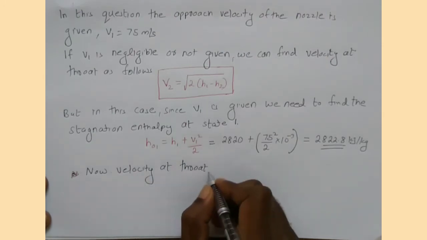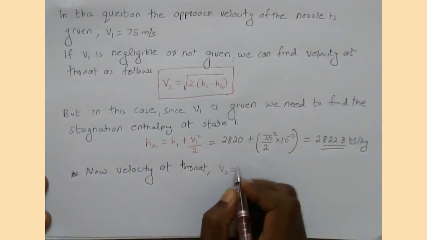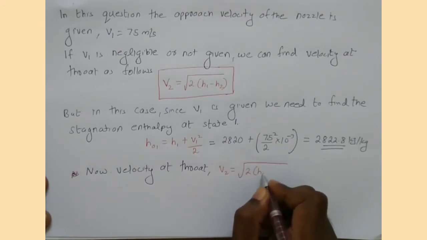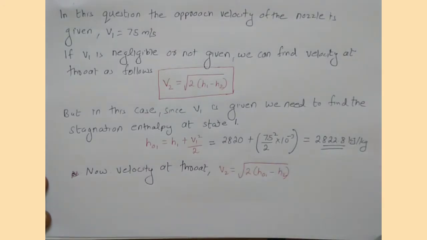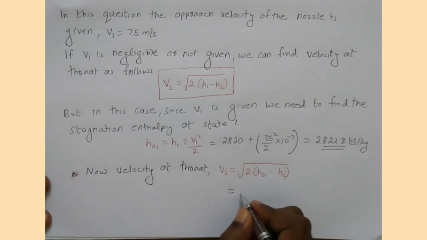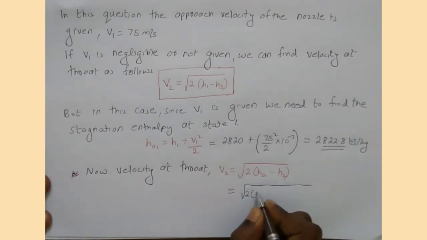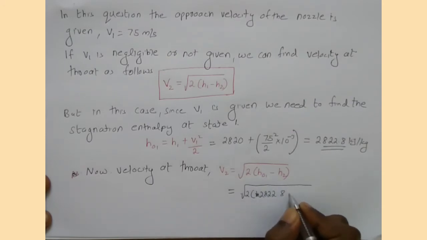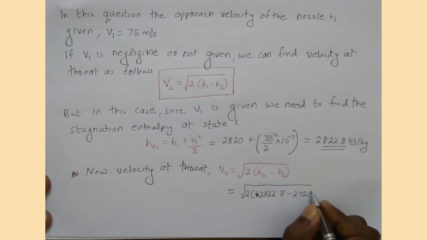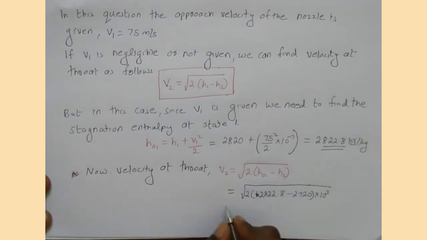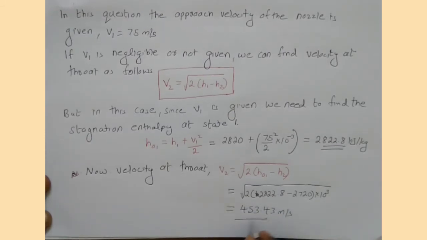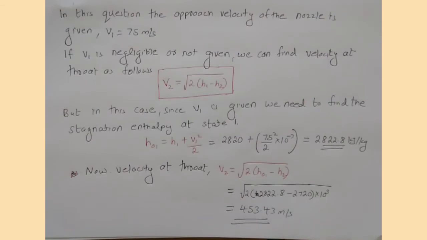Now we can find the velocity of steam at the throat, that is V2 equals root of 2 into H01 minus H2. We can substitute the values, therefore root of 2 into 2822.8 minus 2720 into 10 raised to 3. We are putting 10 raised to 3 in order to convert the kilojoule terms to joule. Okay, after substituting values, we will get the answer as 453.43 meter per second.